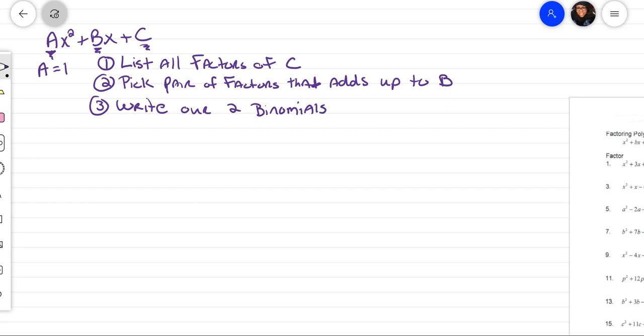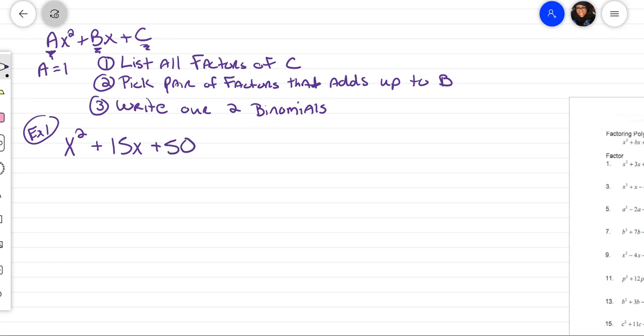I am going to be working straight with the packet, but I just wanted to do it here. I have a little bit more space for work. So basically, I'm just going to give you an initial example, then I'll do some from the packet. If my example is x squared plus, let's say, 15x, and then plus 50.